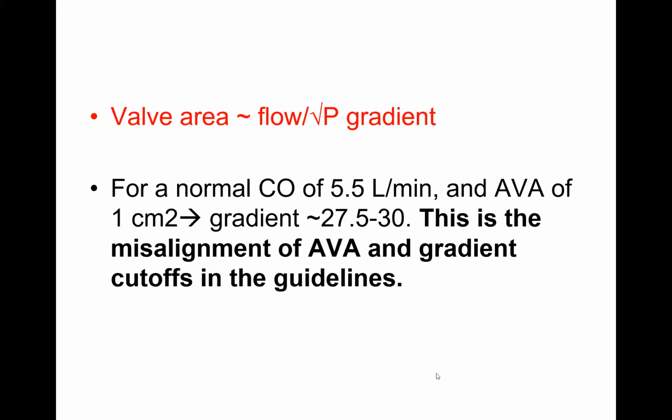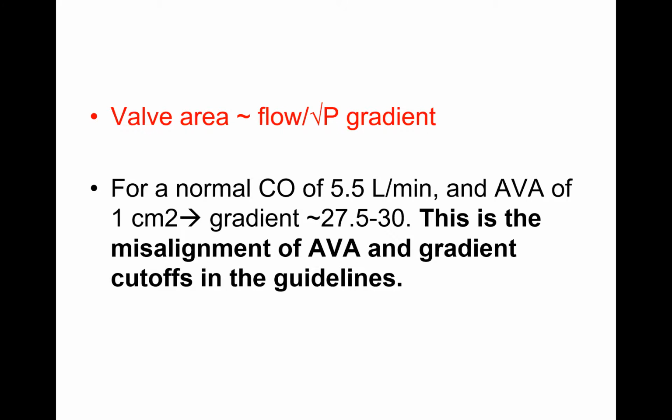In truth, 1 centimeter square corresponds to kind of 30-ish millimeter of mercury gradient, while a 40 millimeter gradient corresponds to 0.8 centimeter square valve area. So the gradients are misaligned, but I don't disapprove of that. I actually like the idea because the gradient wants to pick the more specific pressure gradient. If your pressure gradient is over 40 on echo, you almost 100% have severe AS. So they picked a gradient that is very specific, where you have unquestionable severe AS.